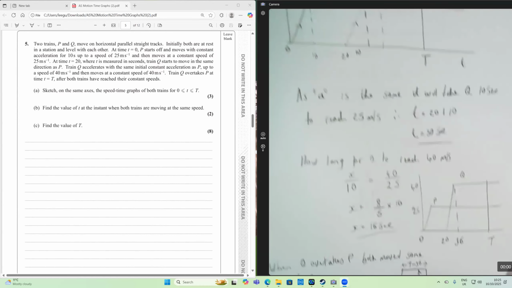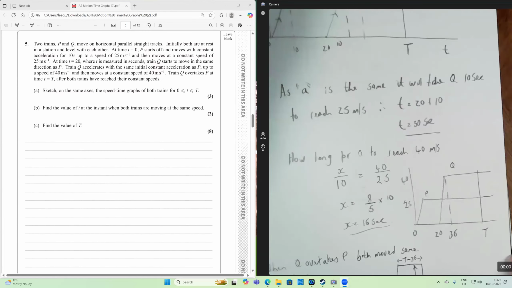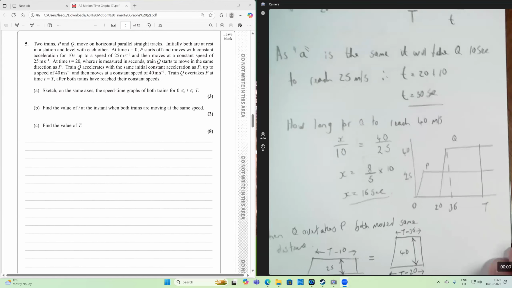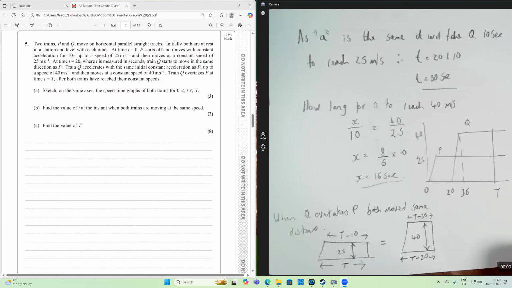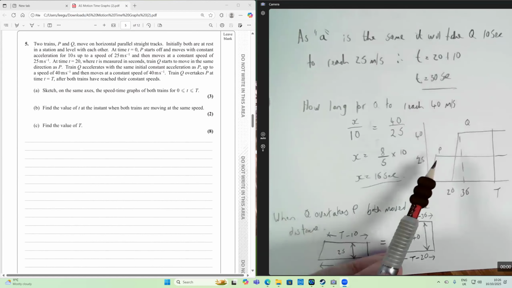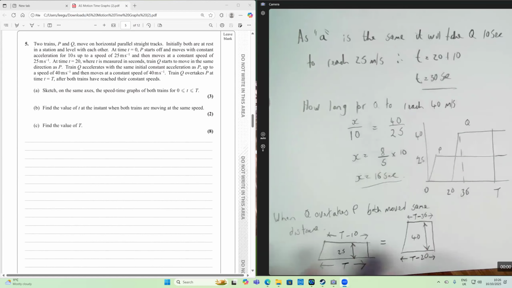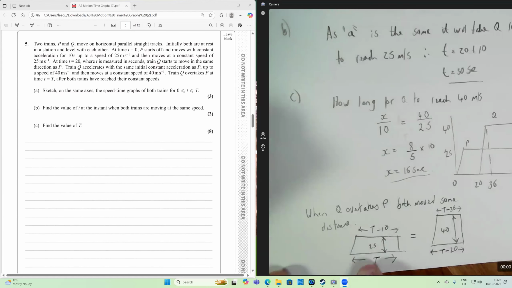Now, finally, here we go. Find out the value of t, and it's worth 8 marks. Oh my goodness, a lot of marks. The key idea is that the areas both have to be the same. If you imagine both P and Q, let's draw a little diagram here. There is P and there is Q.